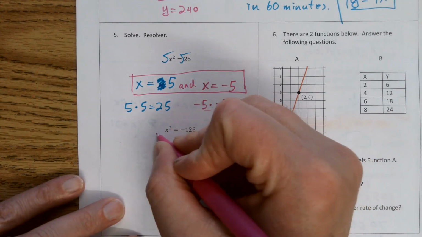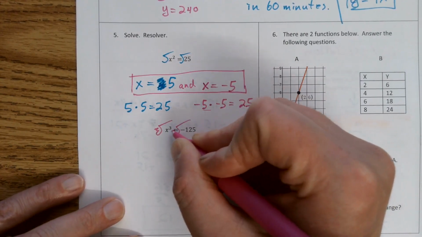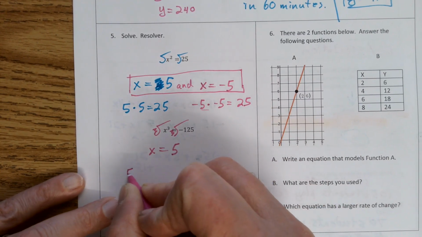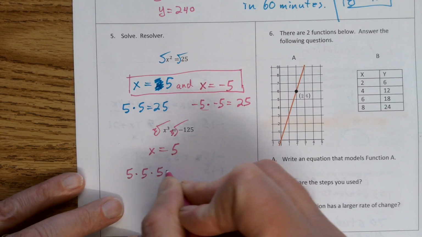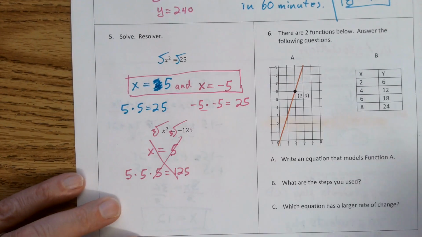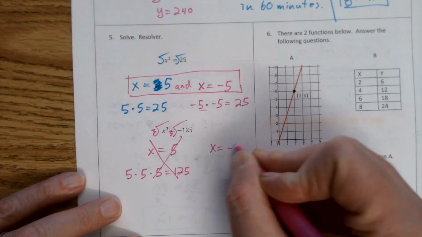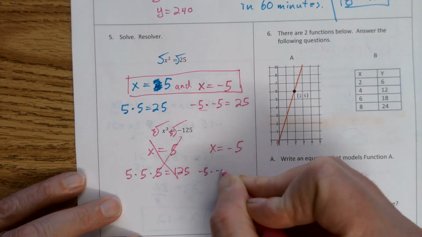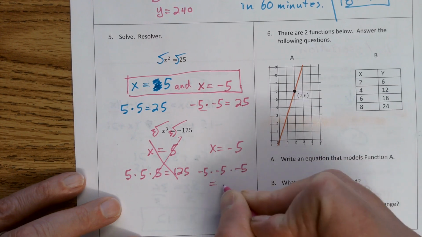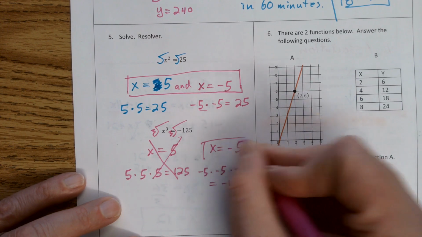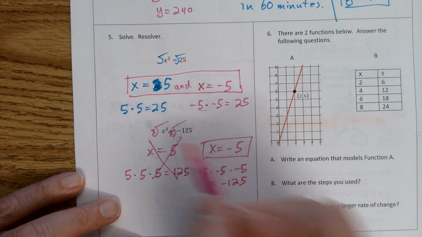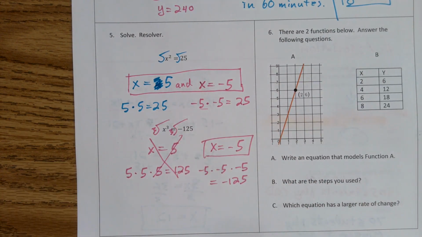Now, we do something similar here. We cube root, though, to get rid of the exponent. So that becomes x equals 5, and I double check it. 5 times 5 times 5 gets us to 125, which should be negative. So that is not correct. If I do -5, however, -5 times -5 is a positive 25, and then I multiply by another -5, and I end up with -125, which is what that is. So there's only one answer to this one. It is -5, and the reason is because it's cubed, so you're multiplying 3 times instead of 2 times.